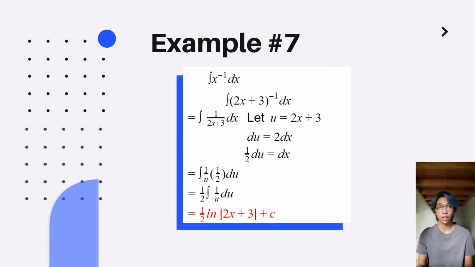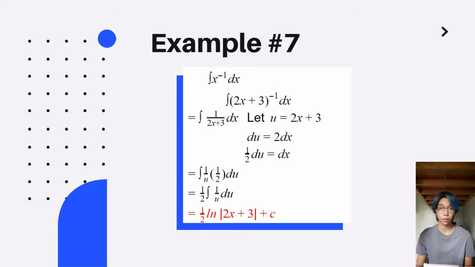For our seventh example, we are given the integral of (2x plus 3) raised to negative 1 dx. Our first step is to apply the rule of exponents, which will give us the integral of 1 over 2x plus 3 dx. By using u-substitution, we substitute 2x plus 3 with u, and we get du, which is 2 dx. But in order to get the same value as the equation, we use 1/2 du is equal to dx. Then we substitute it into the equation, which will give us the integral of 1 over 2u du.